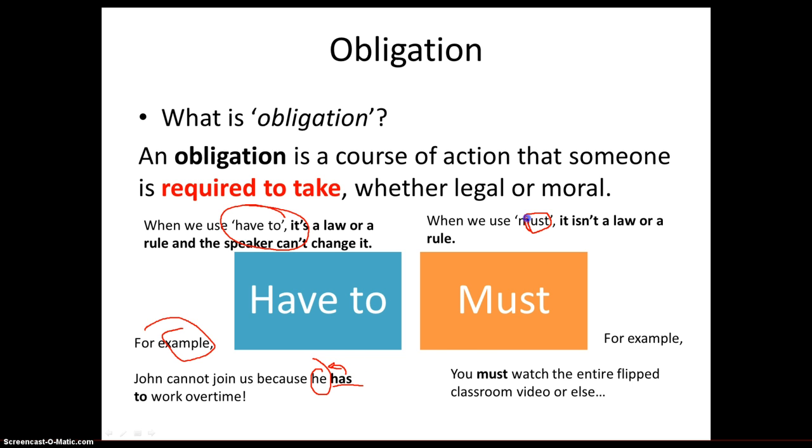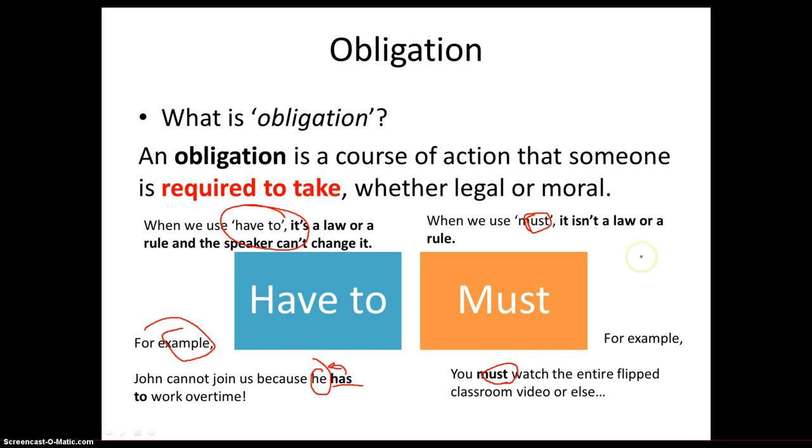But when we use must, technically it's something that the speaker can't necessarily change but can influence. For example, I will tell you, you must watch the entire flipped classroom video or else, you know what will happen to you. So I'm the speaker and I have control over what happens if the person doesn't do it. Therefore, I use the word must. So for obligation, we use have to and we use must.